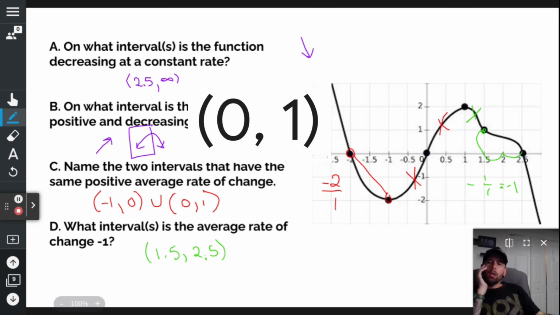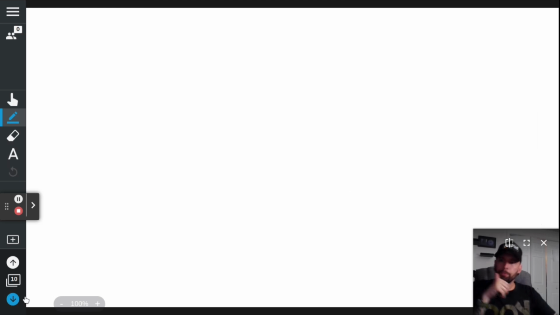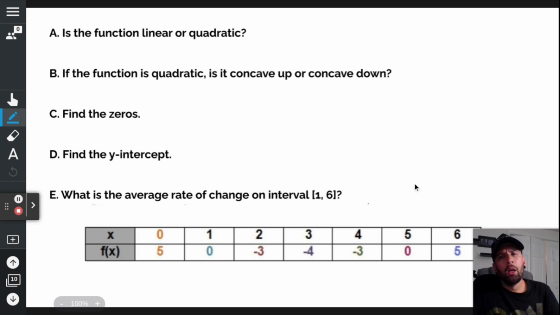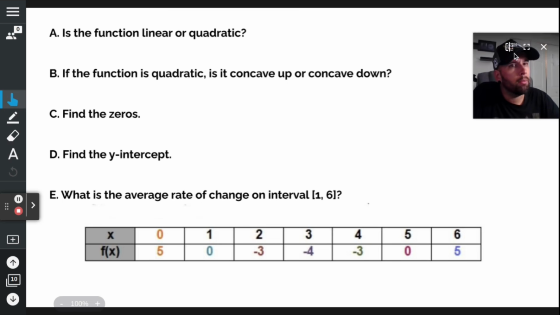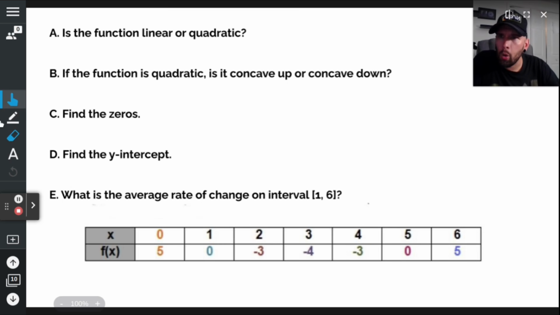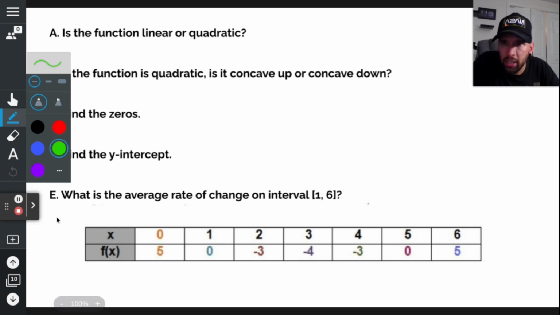Two more. The function, maybe 3 more? Is the function linear or quadratic? All right, well, I've done a bunch of these, so let's just fly through them. Is the function linear or quadratic? Well, let's test its linearity.